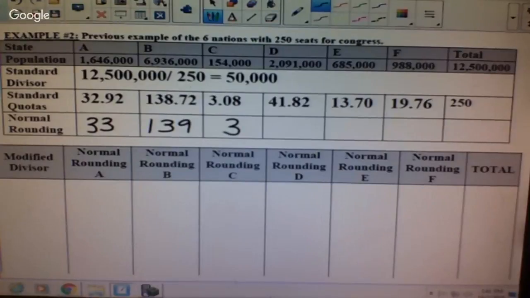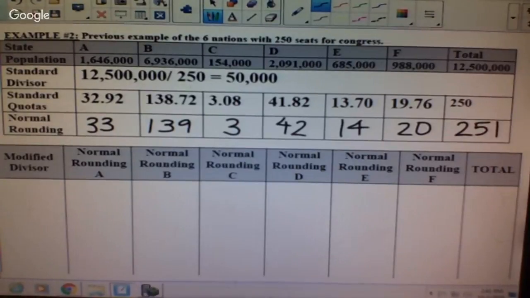42, 14, and 20. You can add them all up if you're fast enough. You want 251, right? 252. It's 251. That's why it's wrong.